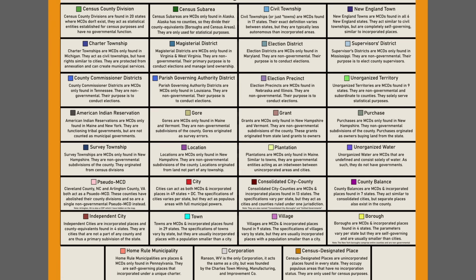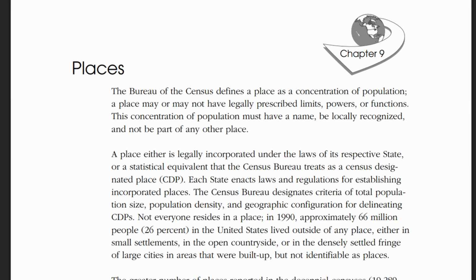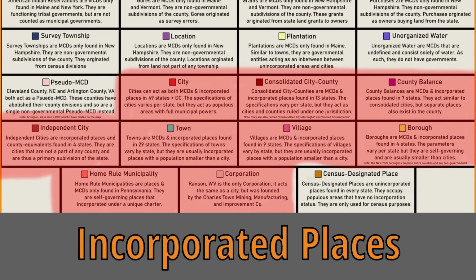But now we move into the next section of our chart. And these are places. The US Census Bureau defines a place as a concentration of population which has a name, is locally recognized, and is not part of any other place. Except for one instance, which we will cover later, these places are incorporated, which means that they have their own government and their own powers.